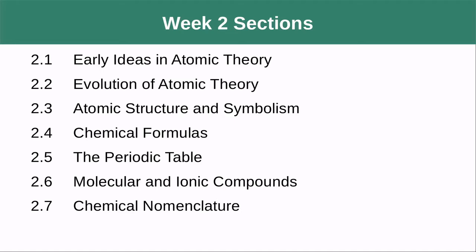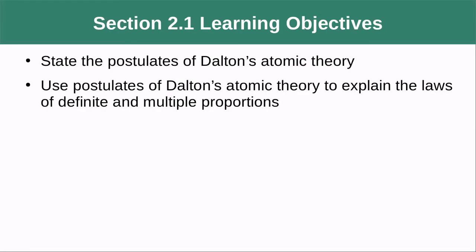We'll talk a little bit about the atomic structure and symbolism, how we write out atomic structure. That'll lead us into chemical formulas, and then how we're going to arrange these different elements on the periodic table. And then we're going to talk a little bit about different types of bonding, and then the chemical nomenclature, how we actually write down these different kinds of chemicals that we're going to have. So in section 2.1, we're going to start off by talking about the atomic theory of John Dalton.